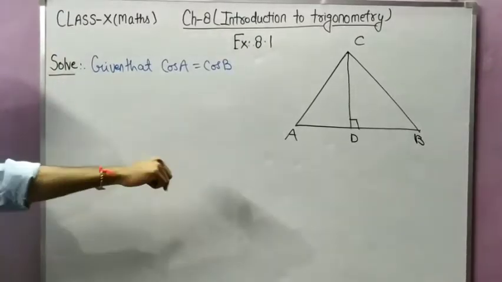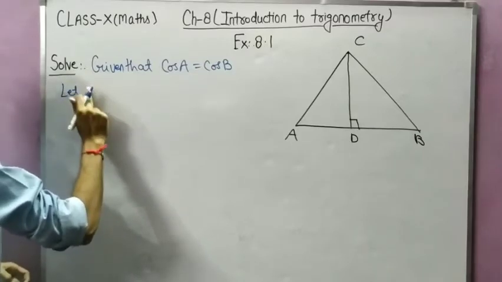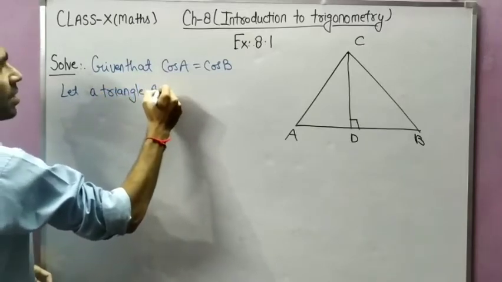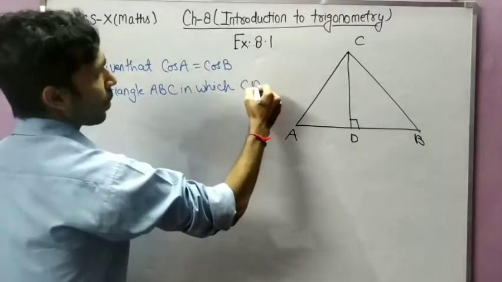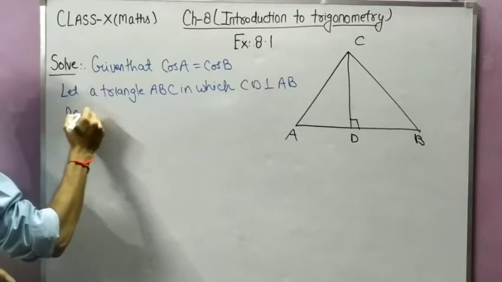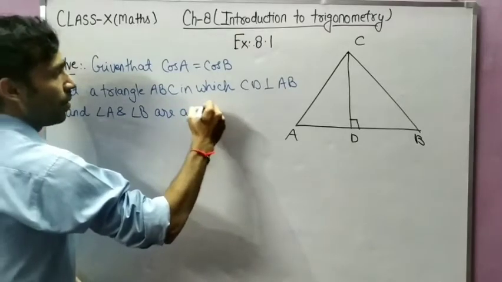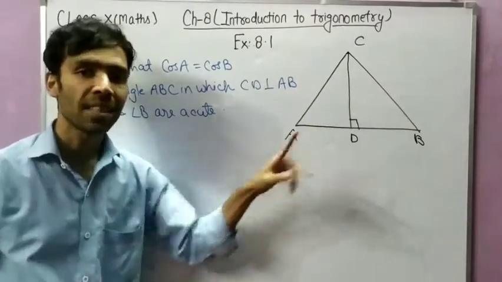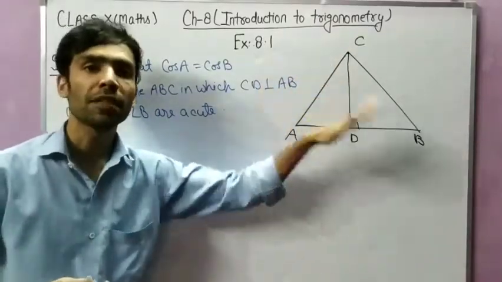So first we assume a triangle ABC in which CD is perpendicular to AB, and angle A and angle B are acute angles. So we have assumed a triangle ABC in which angle A and angle B are acute and CD is perpendicular to AB. This much we have done from our side.